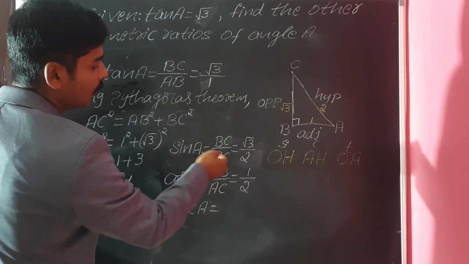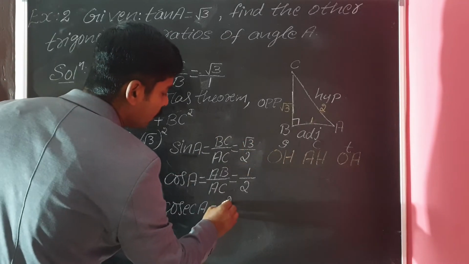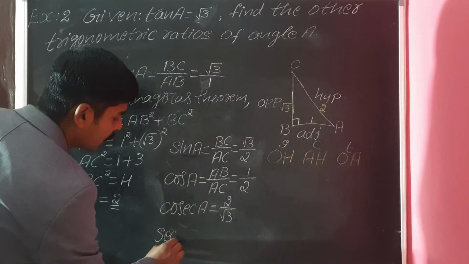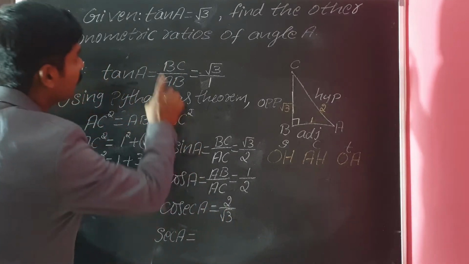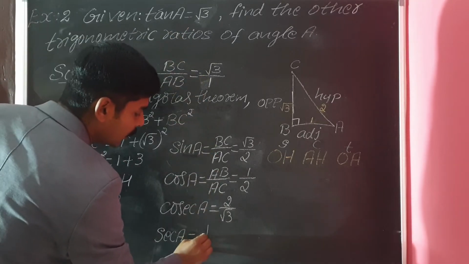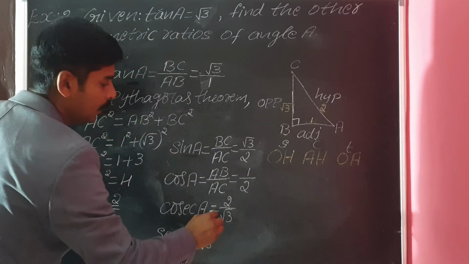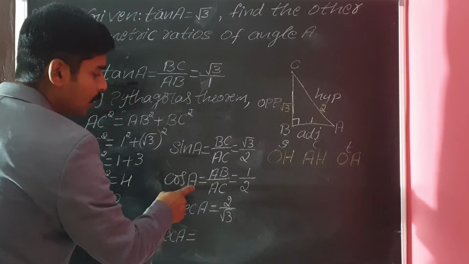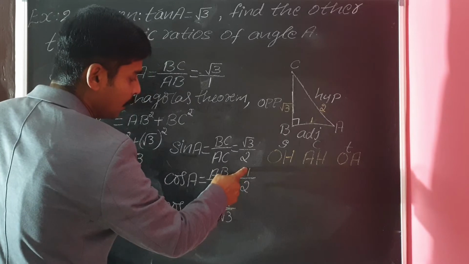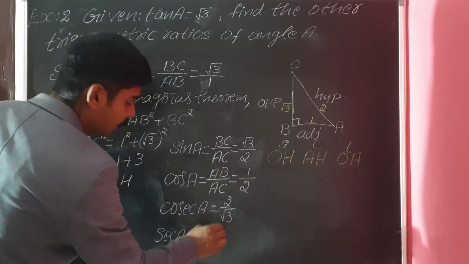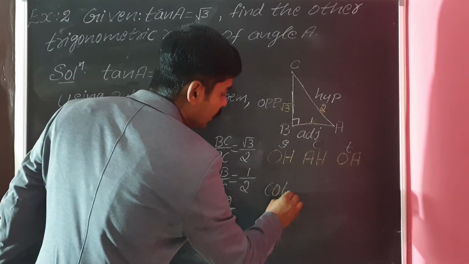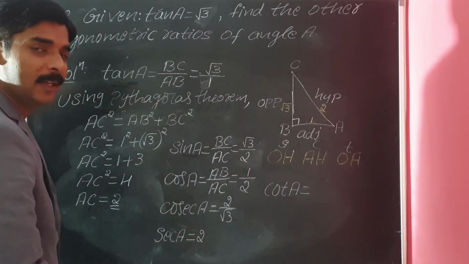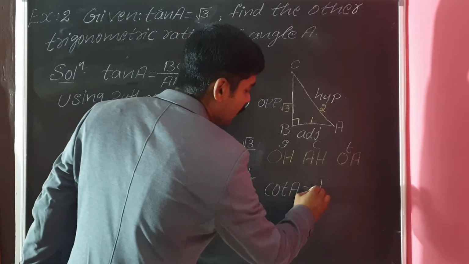Next, it is very easy to write the remaining three trigonometric ratios. Cosecant A is the reciprocal of sin A, so that is 2 by root 3. Cot A is the reciprocal of tan. Tan is root 3. The reciprocal of root 3 is 1 by root 3. Next, secant is the reciprocal of cos. So reciprocal of 1 by 2 is 2. Next, last one is cot A. This is the reciprocal of tan. Tan A is root 3. So the reciprocal of that is 1 by root 3.